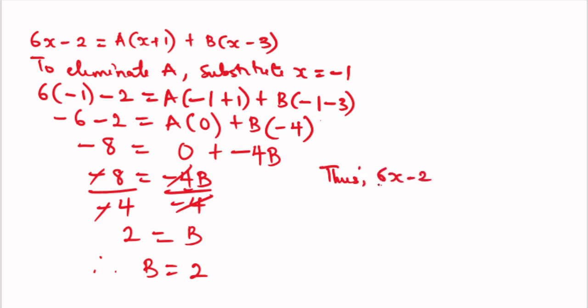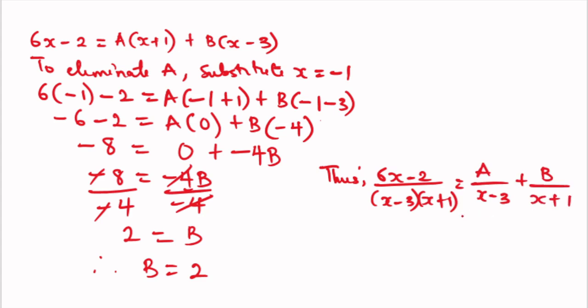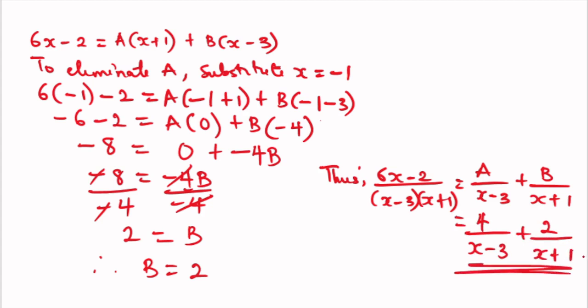6x minus 2 all over x minus 3, x plus 1 equal to a over x minus 3 plus b over x plus 1. Our answer becomes: for A we got 4 over x minus 3, and for B we got 2 over x plus 1. So this is the expression for our answer.